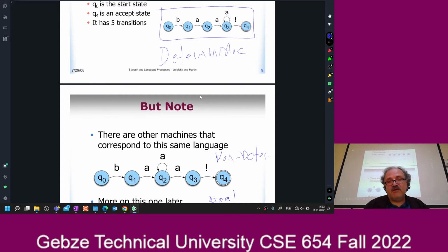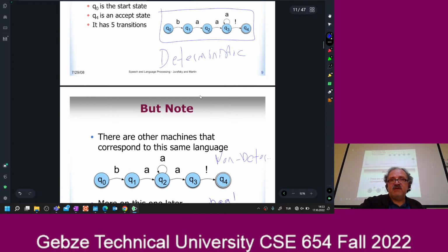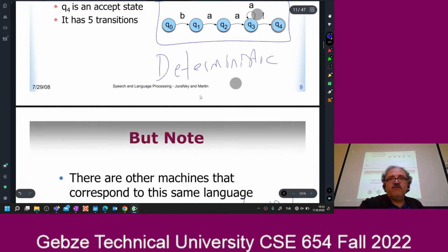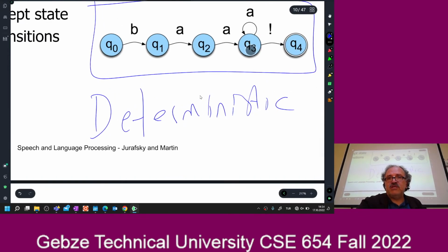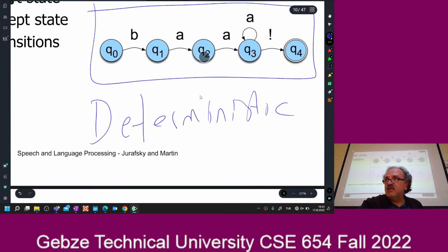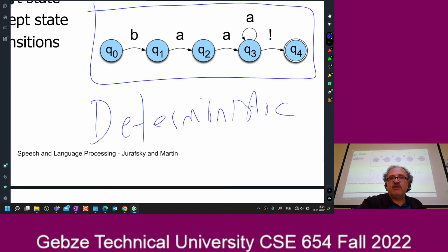If I am the programmer, of course the deterministic one is better, right? Because it is so straightforward. I have 5 states. I know how to transition from one state to another one. There is only a single option. If I observe an A, I go to Q3. If I observe an exclamation mark here, I say fail. If I observe a B here, I say fail, and that's it.